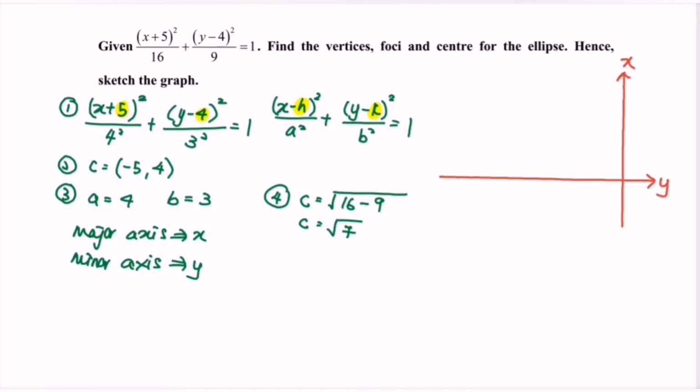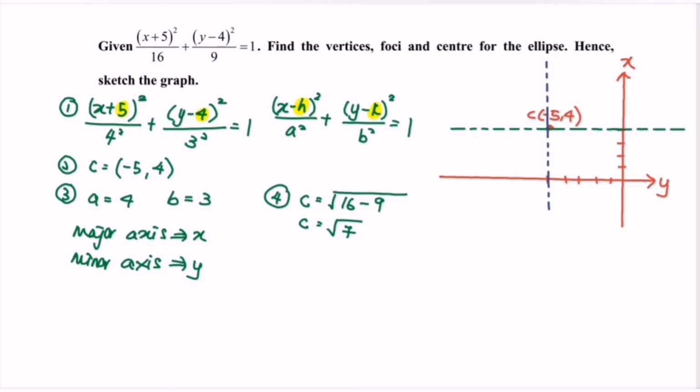So now we locate the center, which is negative 5, 4. So here we have the center, C at (-5, 4). The intersection point between the minor and the major axis is the center of the ellipse.